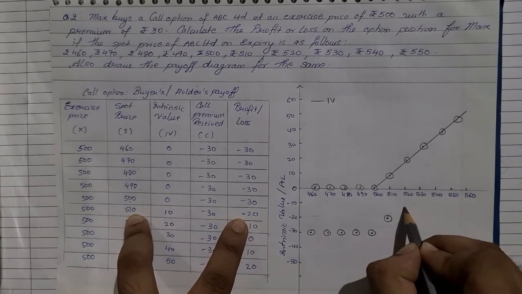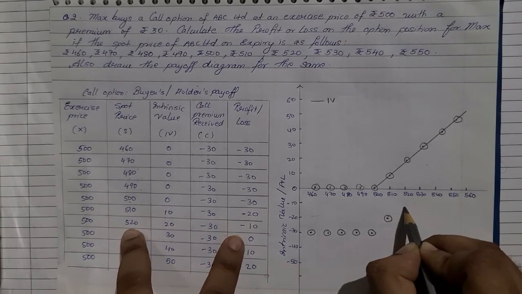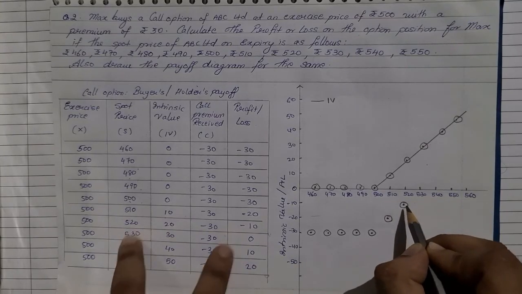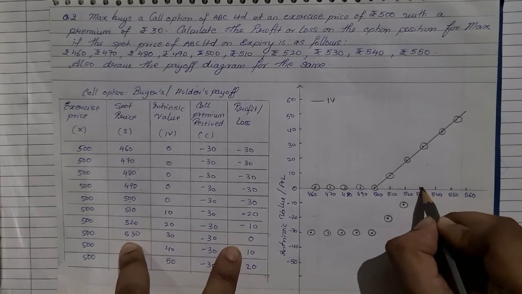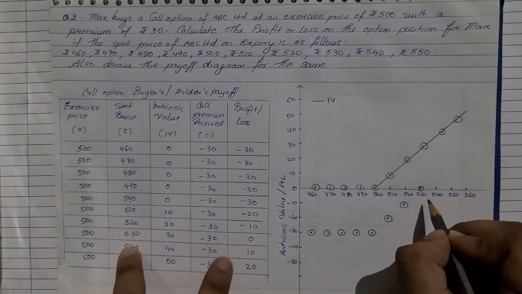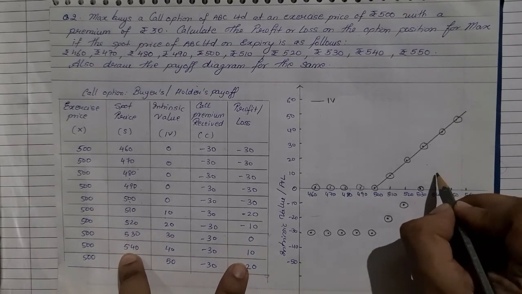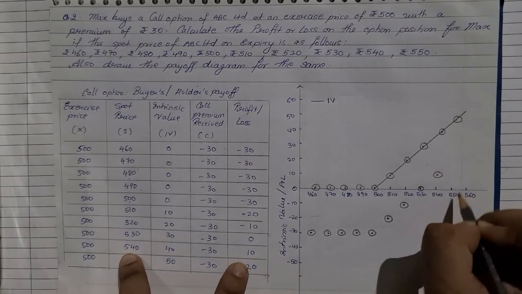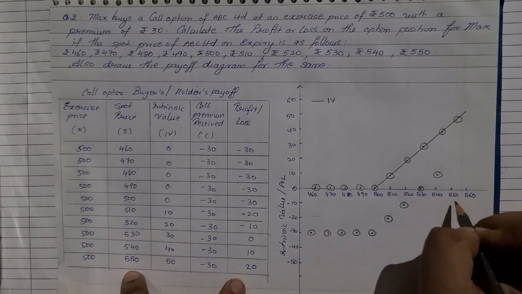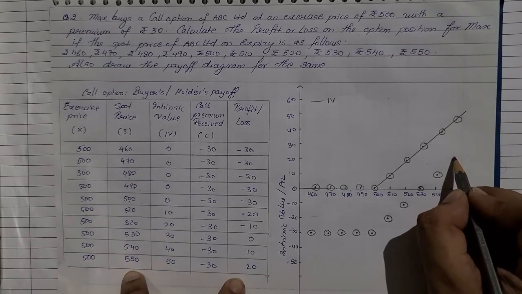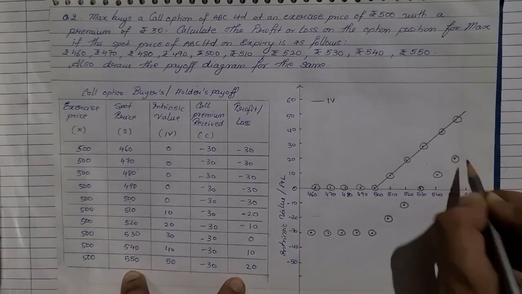Then it became negative 10 at 520. So we will take that as 520. At 530 it became 0, so we mark that as 0. At 540 a positive 10, so I'll take that as a positive 10. At 550, the last one, we got a positive 20. So I'll mark that as 20.